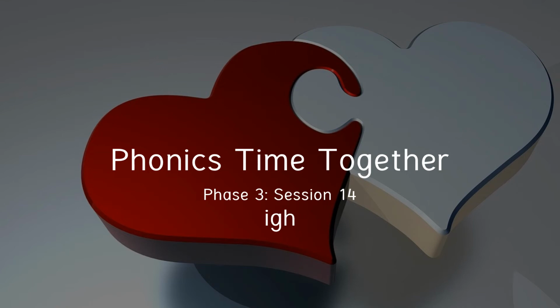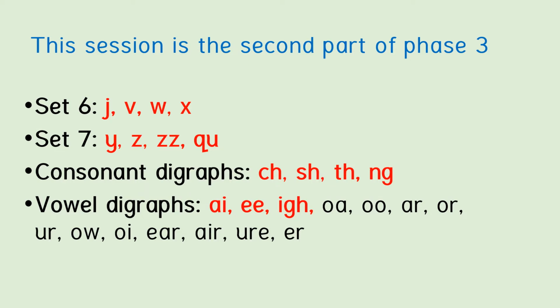We're on session 14 of phase 3 and we're looking at IGH today because it's one of our digraphs, and we're making our way nicely through phase 3. So we've done our set 6 and set 7, then we've gone on to those digraphs, the consonant ones, and we're now working on our vowel digraphs. So we've done A, E, and today is one way of representing I. So we've got the IGH representing I.